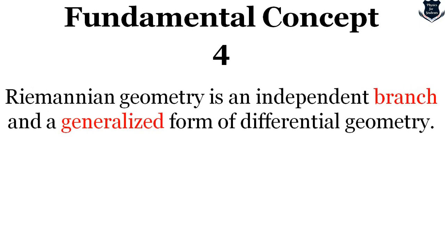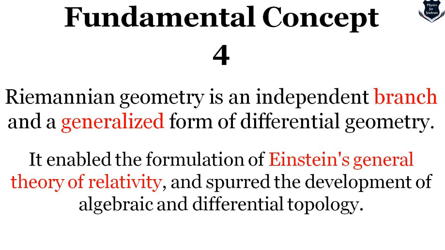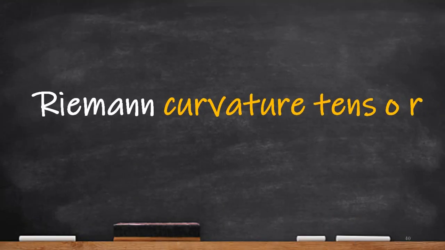So Riemannian geometry is basically an independent branch, and it is a much more generalized form of differential geometry. It enabled the formulation of Einstein's general theory of relativity because it spurred the development of algebraic and differential topology, which we are not going to discuss as it is out of the scope of this video. Because of its nature of study, it helped Einstein formulate the theory of relativity. Okay, so now we come to the most important part, which is called the Riemann curvature tensor.